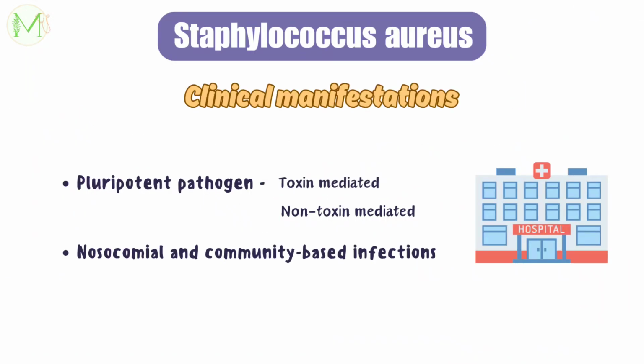Staphylococcus aureus is a pluripotent pathogen, and it can cause diseases through different mechanisms, which are toxin mediated and non-toxin mediated. It is responsible for causing both nosocomial infections, which are hospital-acquired infections, and community-based infections. It can range from minor skin infections to life-threatening systemic infections. So let's see what those are.